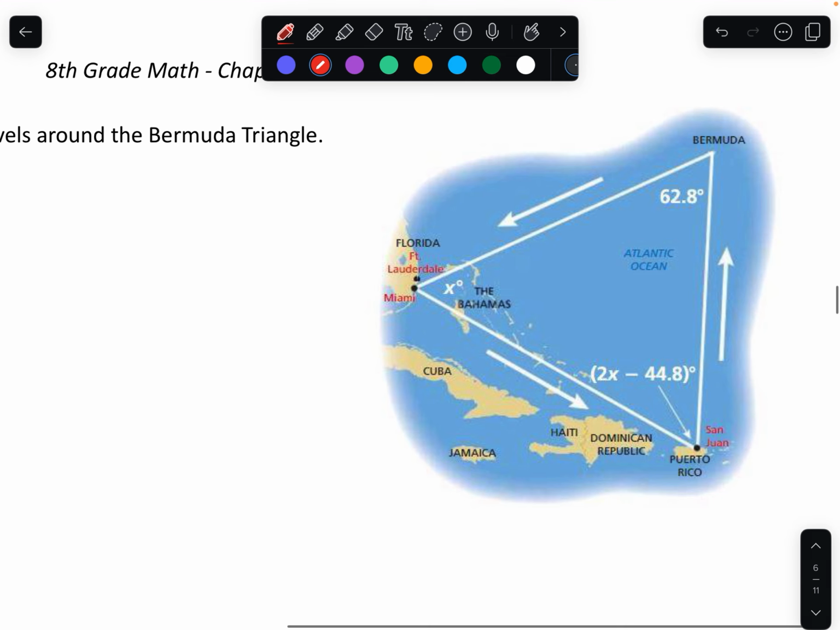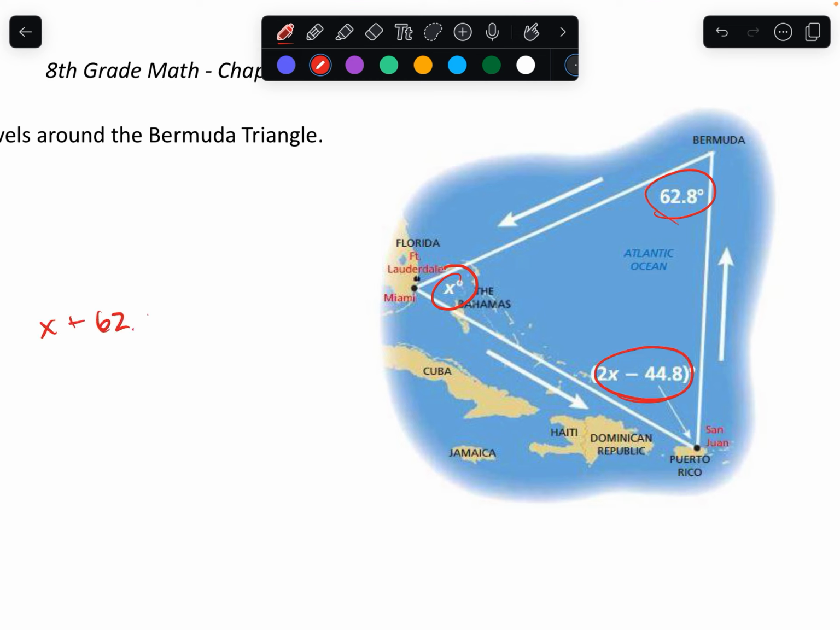And what's my last step? You divide 3 to both sides. Divide 3. I got x to equal 54. Okay? So that is it for today's lesson.